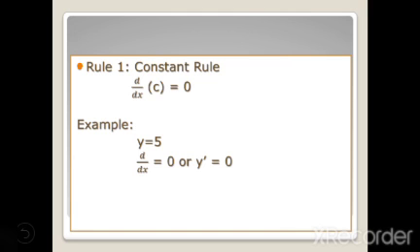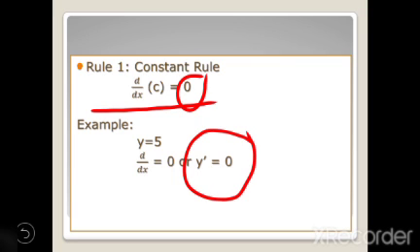Rule 1 is the constant rule, which is the derivative of c in terms of x is equal to 0. Any number we use when it comes to the constant rule, it is equal to 0. For example, we have y is equal to 5. So the derivative of 5 in terms of y is equal to 0.